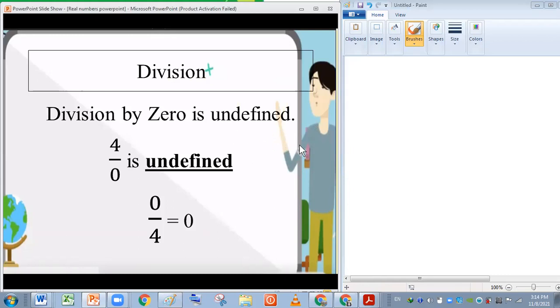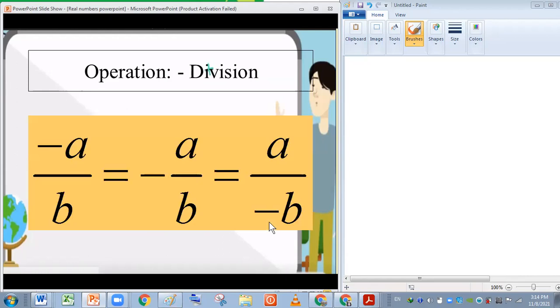Next, division by 0 is undefined. When we say 4 over 0, or 4 divided by 0, it is an undefined number. And 0 over 4 is equal to 0. So remember, dividing by 0 is undefined, while on the other hand, 0 divided by any nonzero number is just equal to 0. I think everybody also knows that. In operations, we can also write it in a different way. For example, -a over b is the same as -(a over b), and is the same as writing a over -b.